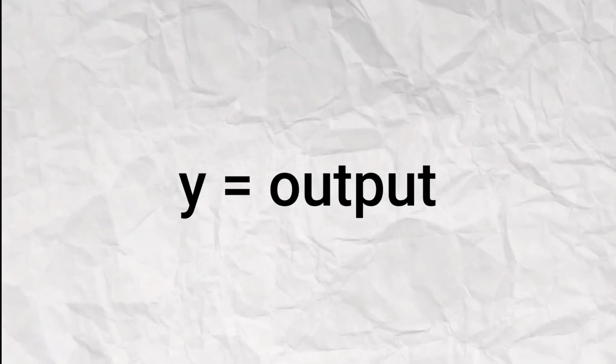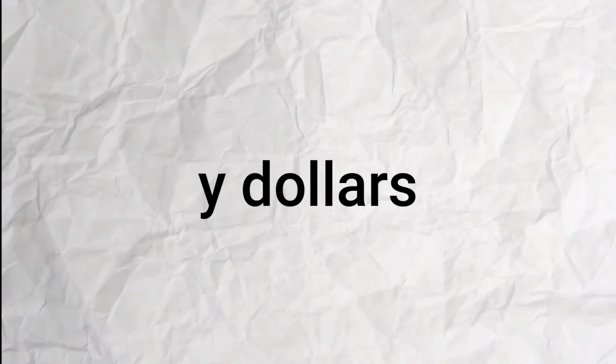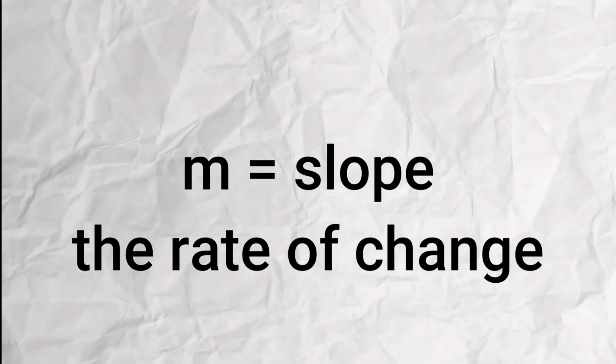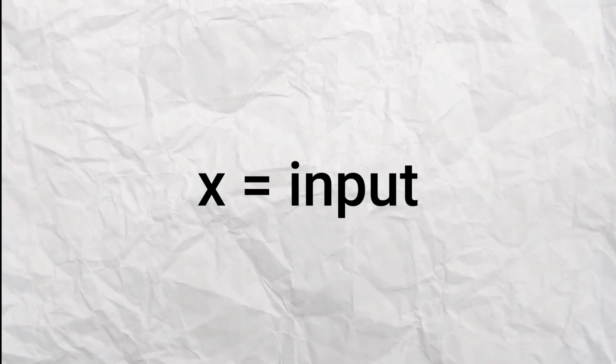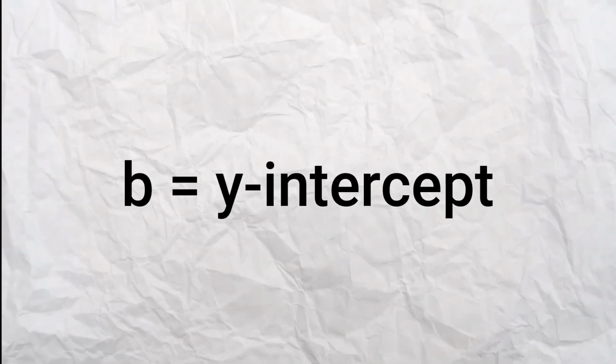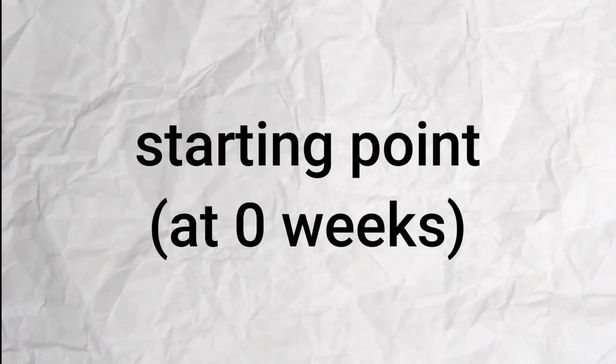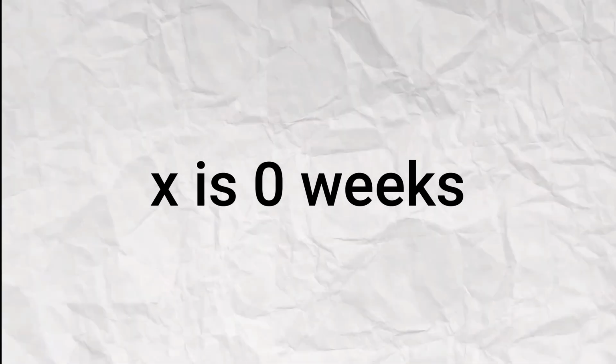y is the output, or the result. Let's just take our example from before. The amount of money we'll have after x weeks is going to be y dollars. Now, m, as I said before, is the slope, which is the rate of change. It's going to be $20 because every week we're getting $20. x is the input, or the number of weeks you want to choose. And b is the y-intercept, where it starts when x is equal to 0, or in this example, 0 weeks, at the very beginning. And as I said before, at the very beginning in this example, we had $50 saved, so our b value is 50.